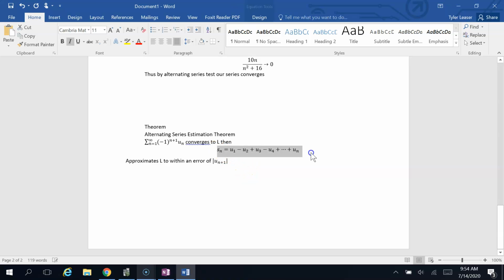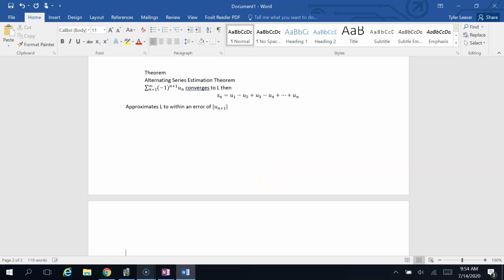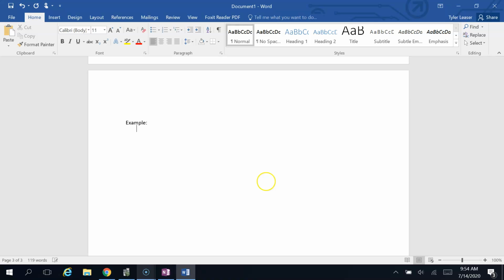The partial sum, whatever this partial sum comes out to be, approximates my limit or my sum to within the absolute value of the next term, u sub n plus 1. The reason for this is because if you are alternating, that means that your sum is bouncing back and forth around the actual sum. Again, I'd recommend looking through the book to see why that's going to be. So just a quick example of this.